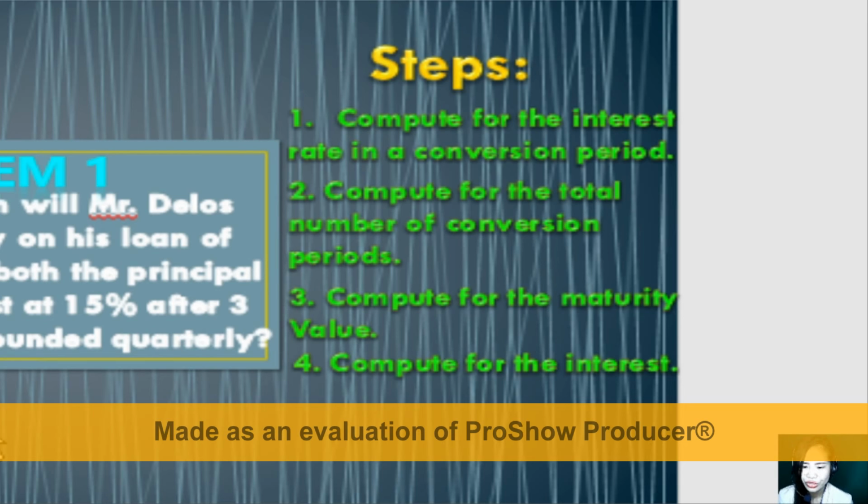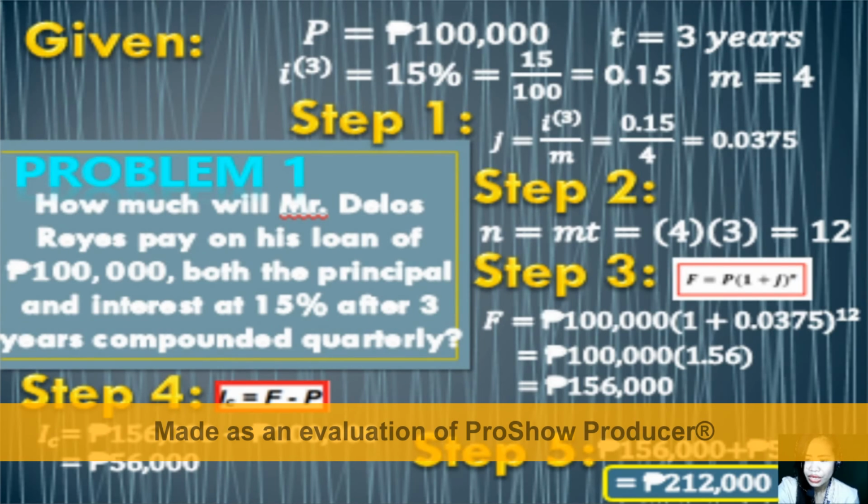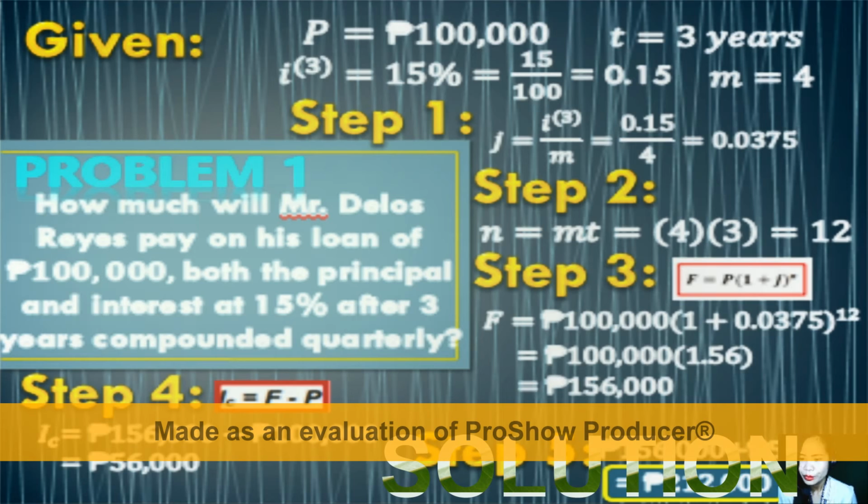How much will Mr. De Los Reyes pay on his loan of 100,000 pesos, both the principal and interest, at 15% after 3 years compounded quarterly? So first and foremost, let's understand the problem. So we have here the loan amount is 100,000 pesos. We have the interest rate is 15% and the time is 3 years. So we have here the computation.